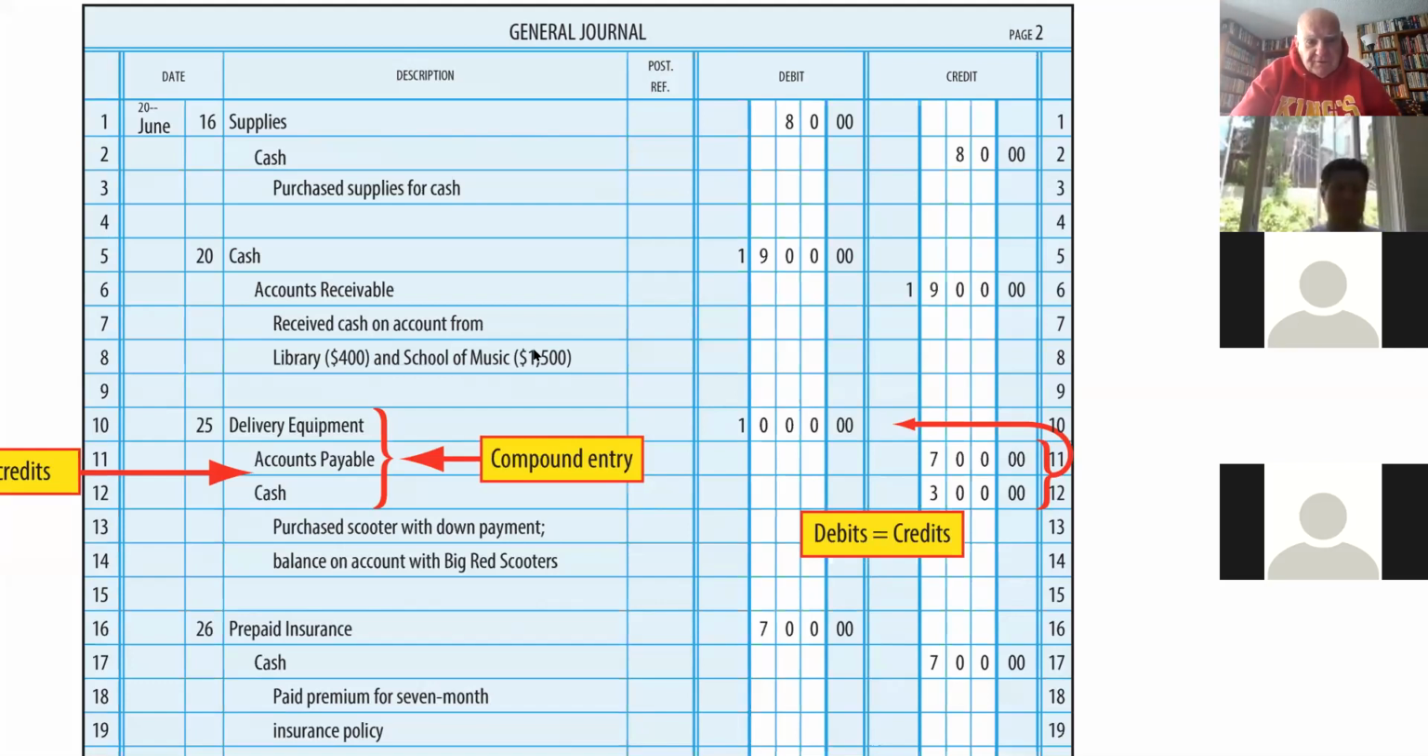On the 25th, we bought delivery equipment. There is a compound entry. A compound entry means more than one debit or credit. We bought the equipment for $1,000. We received $300 in cash, and accounts payable went up. Accounts payable is the amount we're going to pay later. We did pay $300 up front.